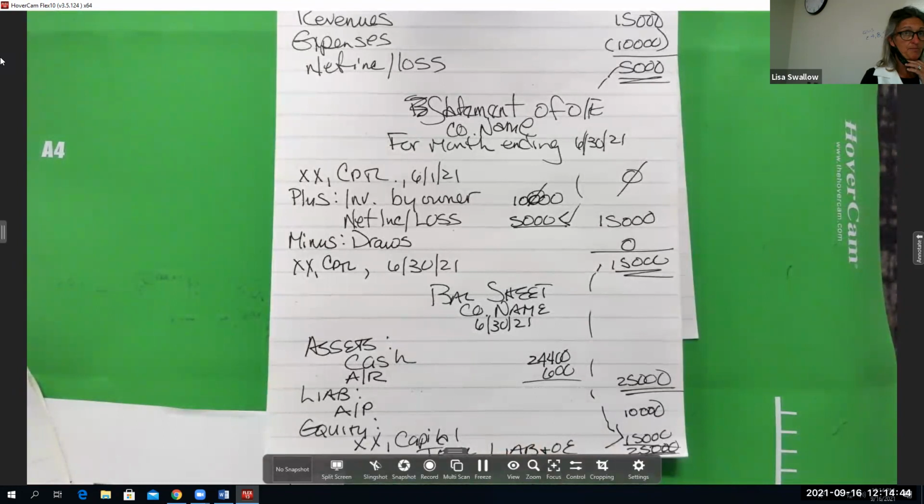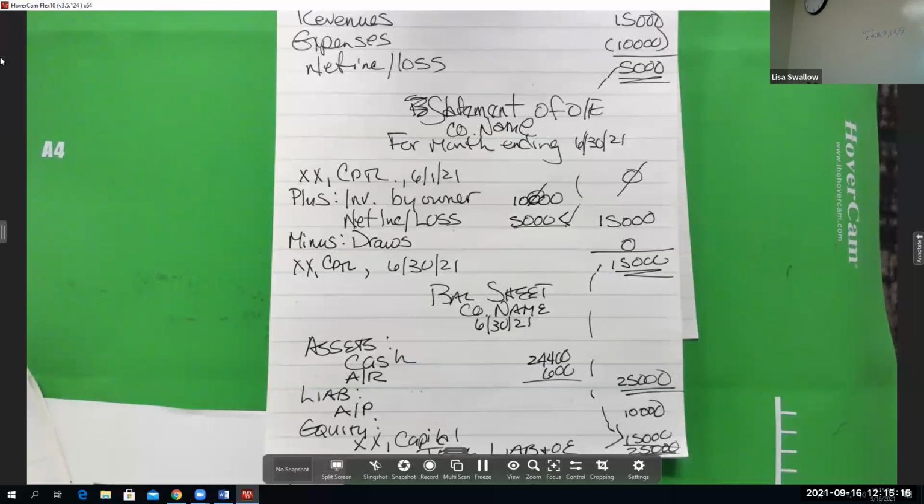Where are my revenue and expenses on my balance sheet? Which ends up in what account? Capital. You see that? My revenues and expenses come together as net income or loss. That number flows into my capital account.